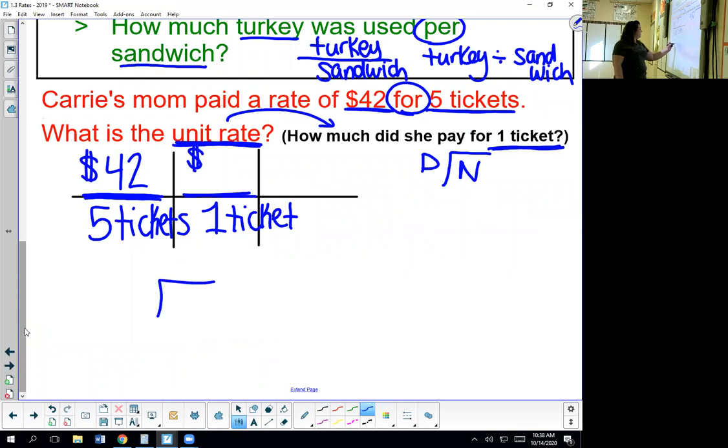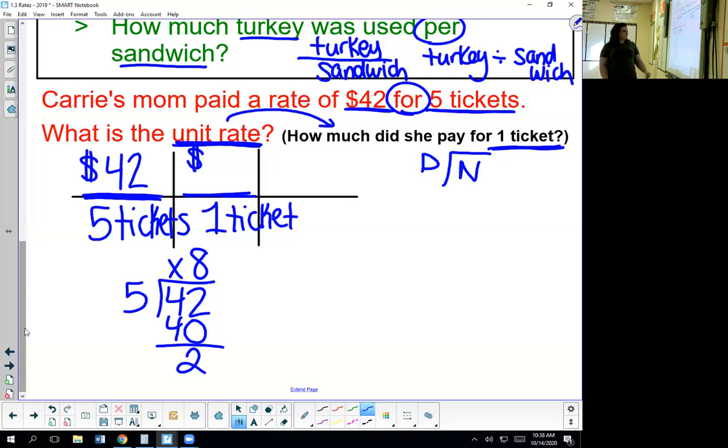So 42 divided into 5 sections. So that doesn't work. 8 times 5 is 40 with 2 left over. So what do we do here? Remember, we've done this before. We add a decimal, raise it up, add a 0, bring it down. So this would be 20. So how many 5s go into 20? You would say 4. Okay?